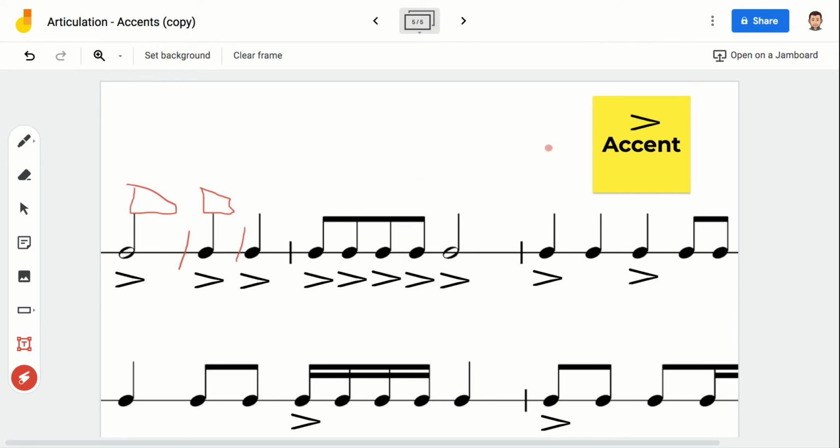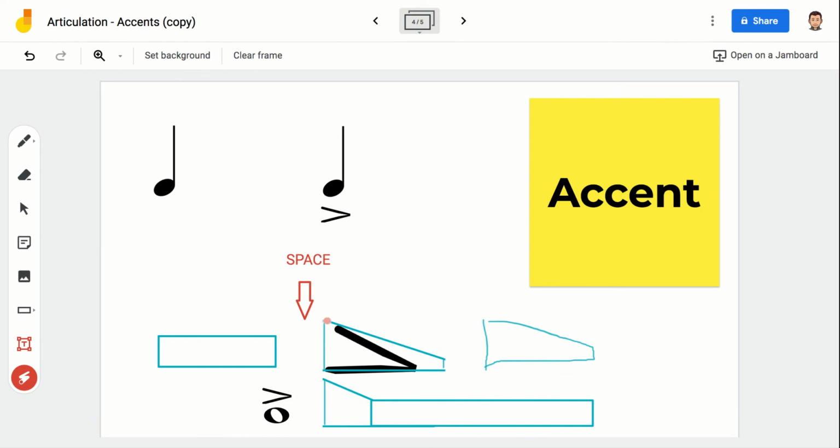So that is the best way to think about an accent, and I always try to remember to think about this wedge shape, and for a long note, just remember to come down from the note and then hold it at a reasonable volume, because this does not mean loud, it means accent.